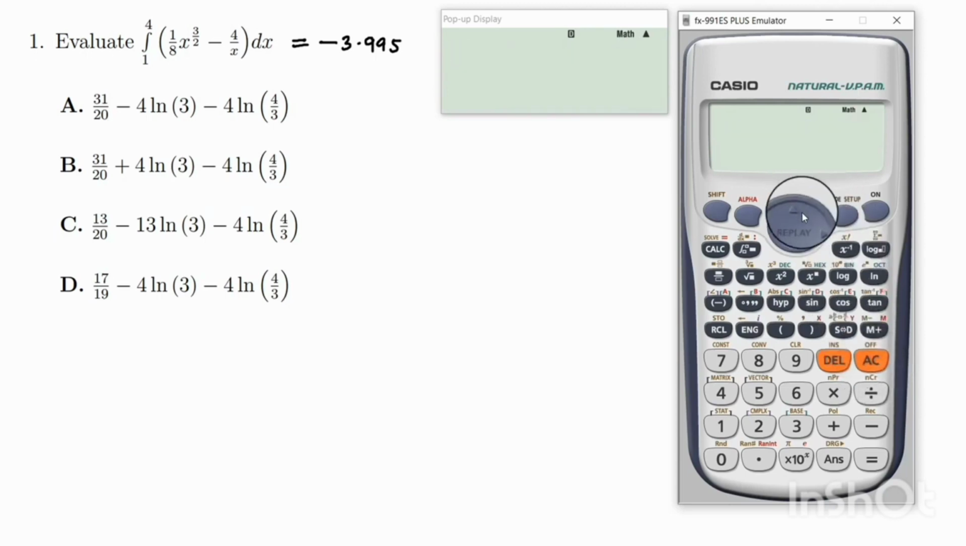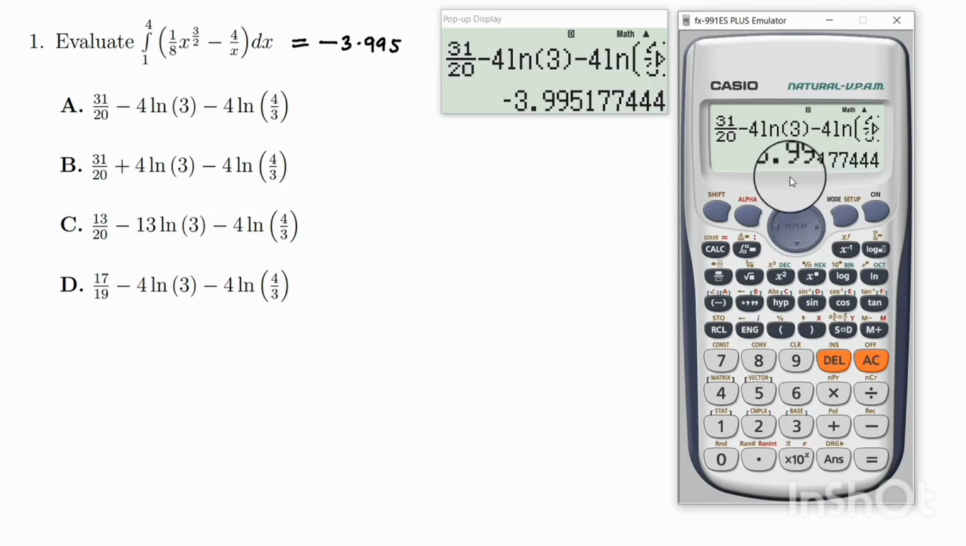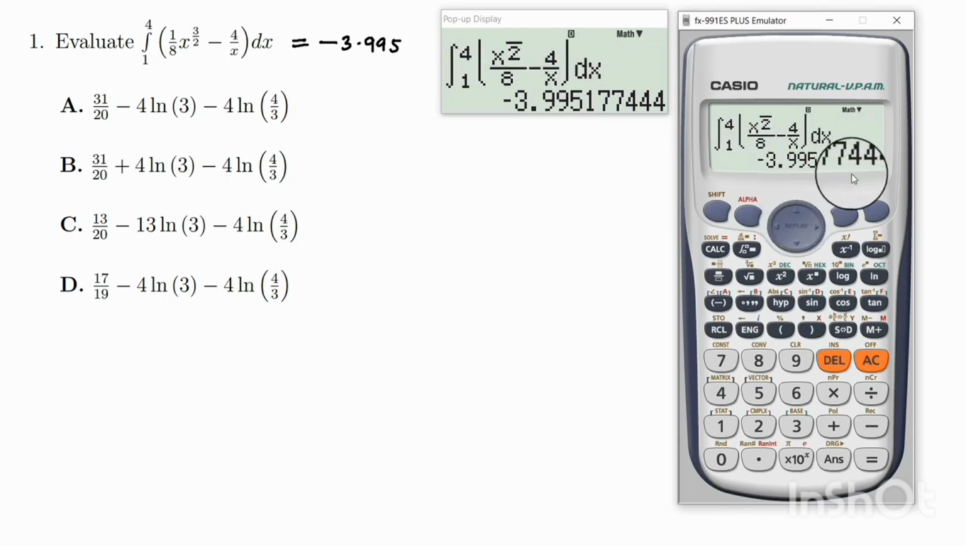You can even just recall the memory of the calculator. If I press the arrow up, the calculator will bring out the last few operations which I performed on the calculator. So if I press the arrow up button, you can see I have minus 3.9951774. If I press arrow up again, you can see the value of my integral. That means option A is our correct answer.